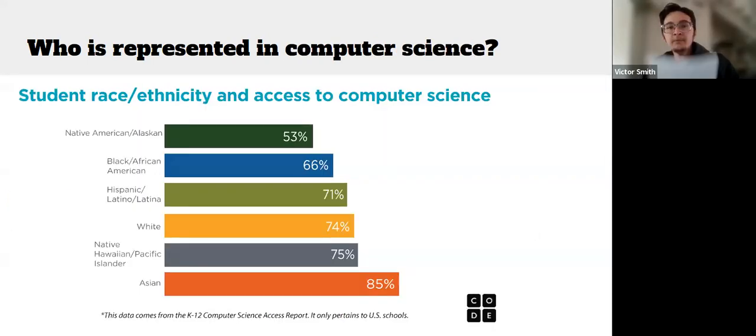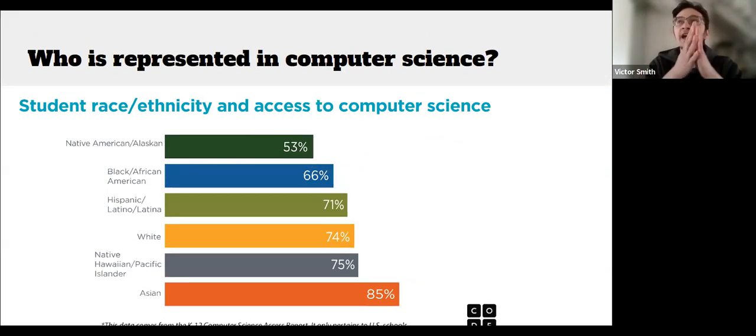So I'm going to move into who is represented in computer science. We now know what the demographics of picture book publishing statistics look like. Let's look now at computer science and our own states. This came from Code.org in 2020, and this is student race and ethnicity access to computer science. Looking at these demographics, what do you notice or what do you wonder compared to the picture book publishing demographic statistics?